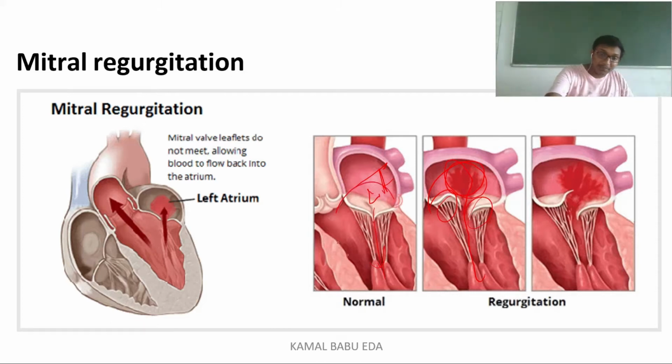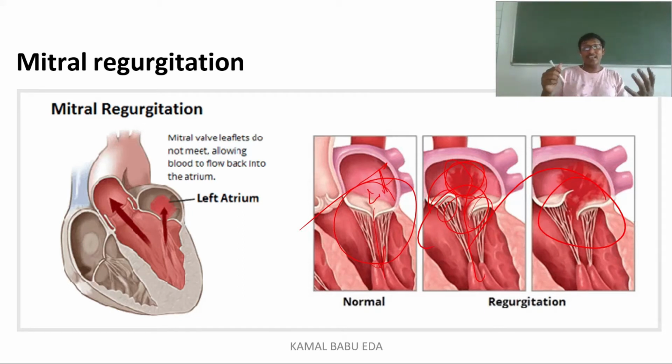Here in this picture you can see this is the normal closure of the mitral valve. Here this is the abnormal, you can see the regurgitation. One leaflet is closed properly and another leaflet is wide open, pulled to the other side, due to which the regurgitation is occurring. So you are calling it mitral valve regurgitation.